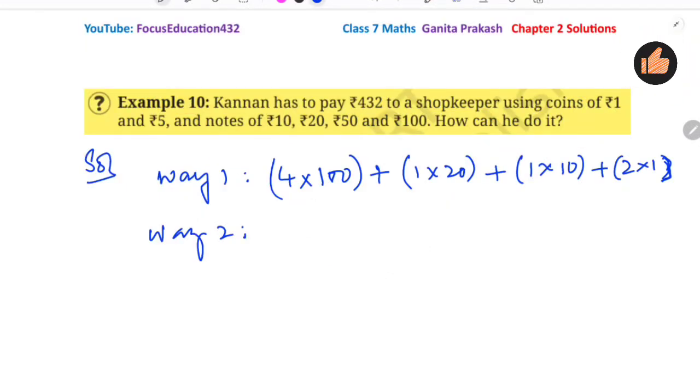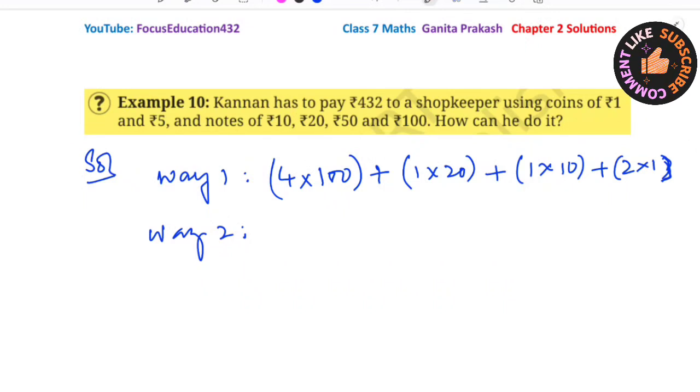Now the next example. Kannan has to pay rupees 432 to a shopkeeper using coins of rupees 1 and rupees 5 and notes of other denominations. How can he do it? There are different ways he can do it. One way is 4 multiplied by 100, 400, plus 20, plus 10 is 30, plus 2 into 1 is 32. Like this, 400, 420, 430, 1 ten rupee note, and 1 rupee coins used are 2. So that is 432 in total.